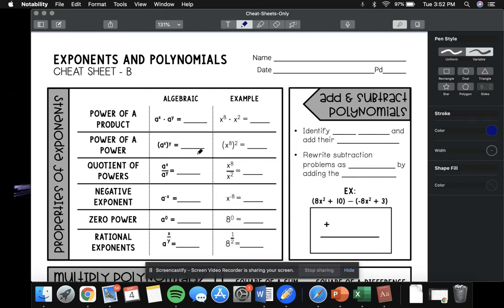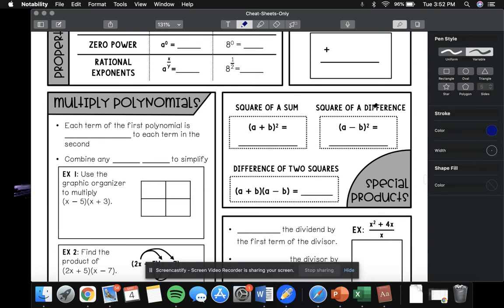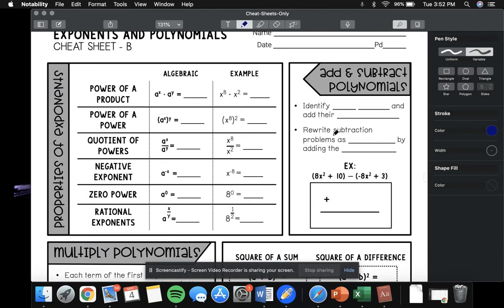Hey y'all, today we are going to review exponents and polynomials. So go ahead and find this in your cheat sheet. We're going to talk about the rules of exponents, how we add and subtract polynomials, how we multiply, some special products, and dividing.